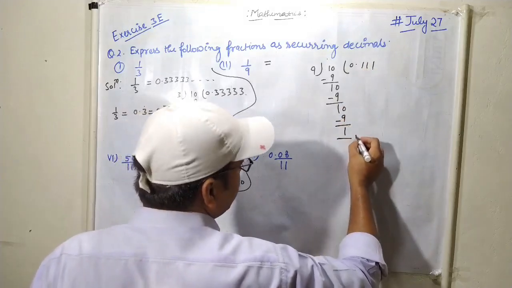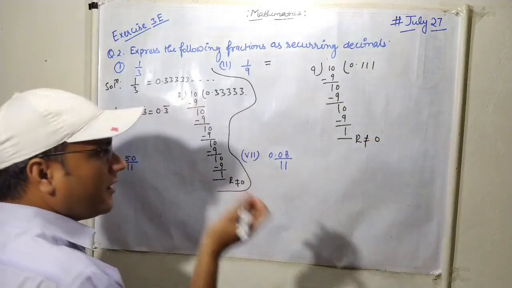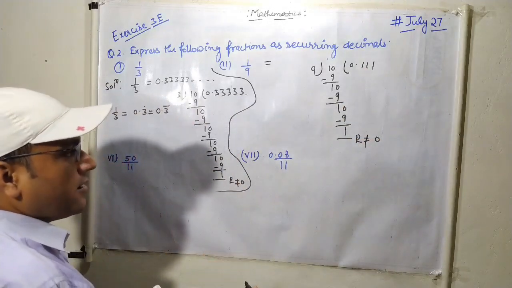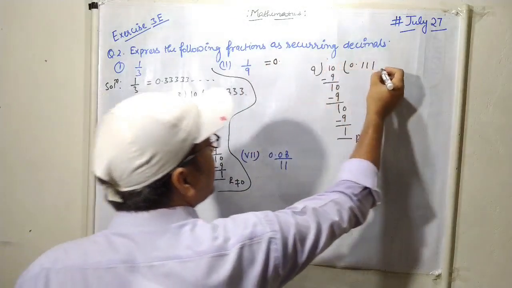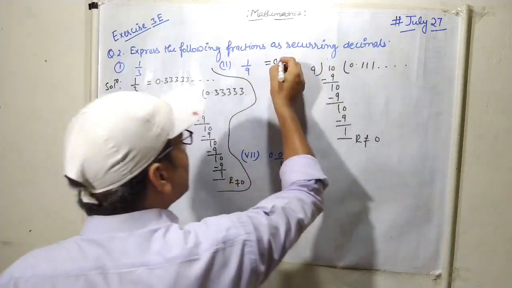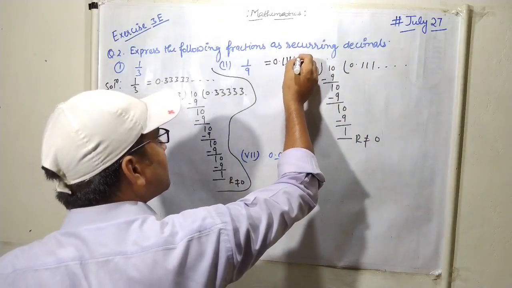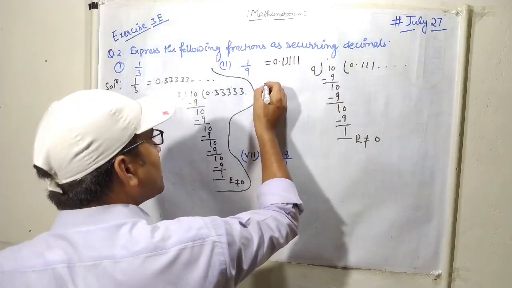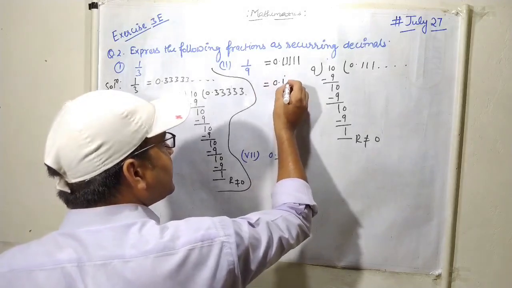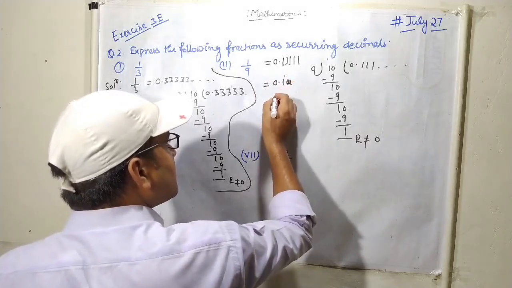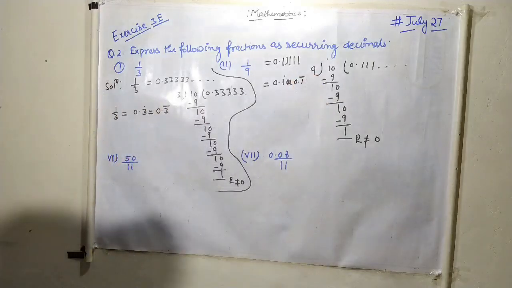You can see this one, a remainder is not equal to 0, which means that it is also a non-terminating but recurring decimal. So you get 0 point and so on. This one comes, okay, so 1, 1, 1, 1. You can write it up to 5 steps, okay, and your answer is 0.1 with a dot. You will write it or 0.1 bar. Okay, this is your answer.